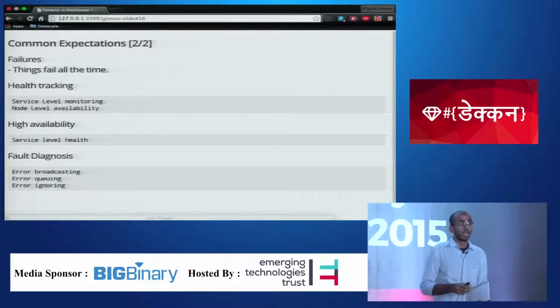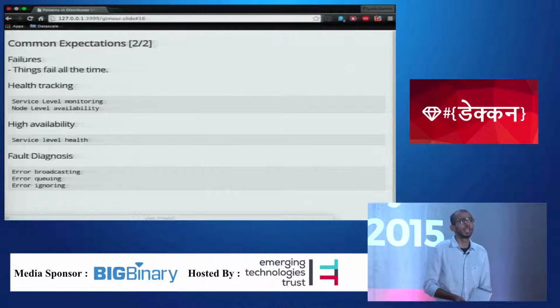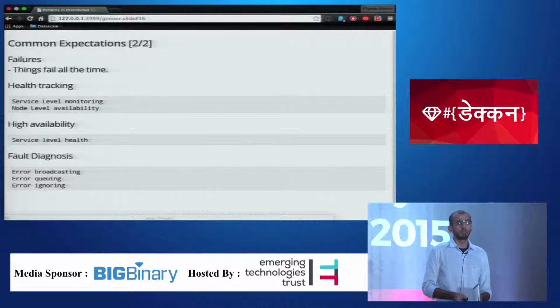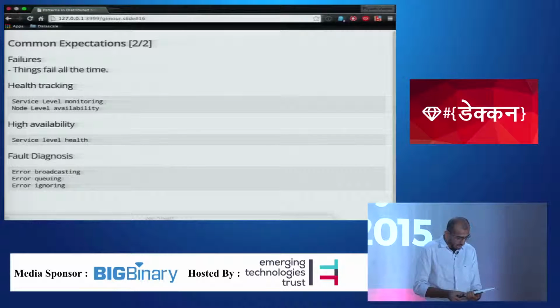Failures. If it's a distributed system, assume it's going to fail. Things fail all the time. If I were to say to a normal person that the probability of something failing is 10 raised to the power 13, they would say that's too rare. But a physicist would say that would happen all the time. And that's also true for networks. Things just fail, if they have to.